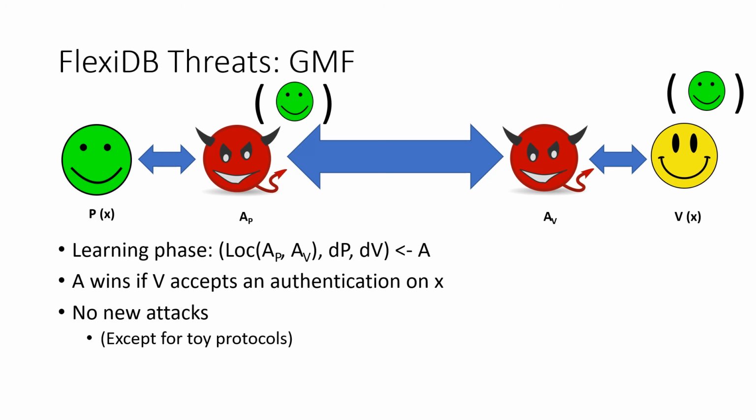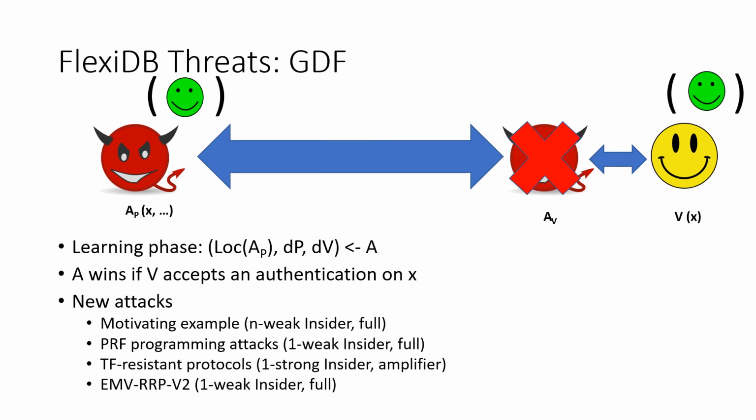In this scenario, we didn't find any new attacks except for very exotic toy protocols, but the interesting thing is with GDF. GDF is for Generalized Distance Fraud, and it generalizes both distance fraud and distance hijacking. In this setting, we only have AP, we don't have AV, because the adversary knows the secret key of the designated prover, so we can't have an adversary near the verifier. And here, in this model, we find new attacks.